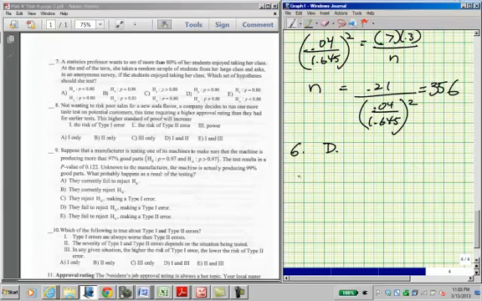So 7 is B. That wasn't too bad. That was quick. 8. Not wanting to risk poor sales for a new soda flavor, a company decides to run one more taste test for potential customers, this time requiring a higher approval rating than they had for earlier tests. The higher standard of proof will increase what?